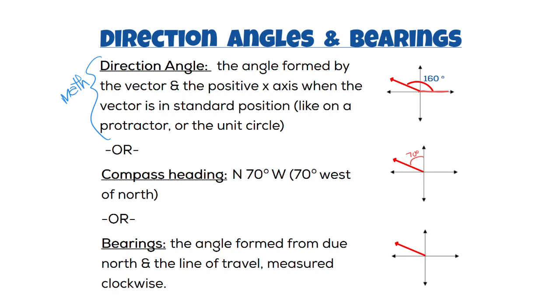Another way to do bearings is by looking at the angle that is formed from due north, always north. So now we're ditching the idea that it could be from the south line. It's always going to be due north and the line of travel. And you're going to measure it clockwise, which is backwards from how we measure on the unit circle. We measure counterclockwise. So this particular angle starts due north and wraps all the way around clockwise to hit the vector. And we've got to see what that angle would be.